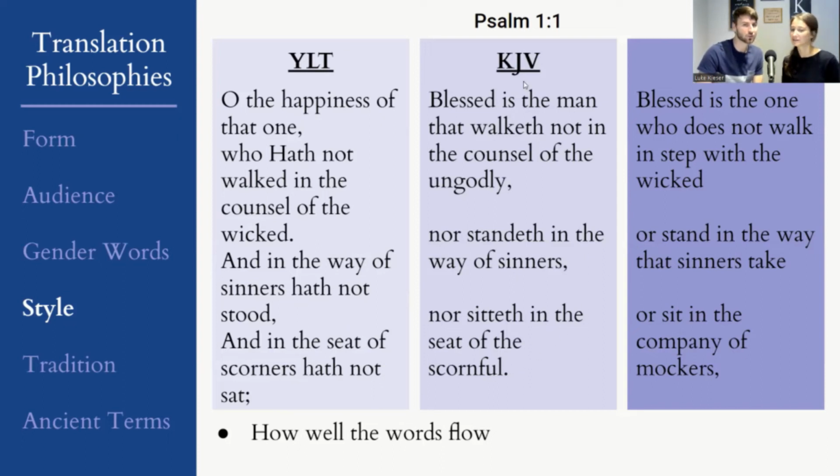Well, that was a big part of the King James: they read the text aloud and made sure it flowed really well when it was read aloud. The NIV isn't concerned as much with style as it is with readability and understandability. So here it doesn't flow quite as well: "or in the way that sinners take, or in the company of mockers." It still has that kind of staccato feel. They just weren't as concerned, and their style was just different. So we have form, audience, gender words, style.